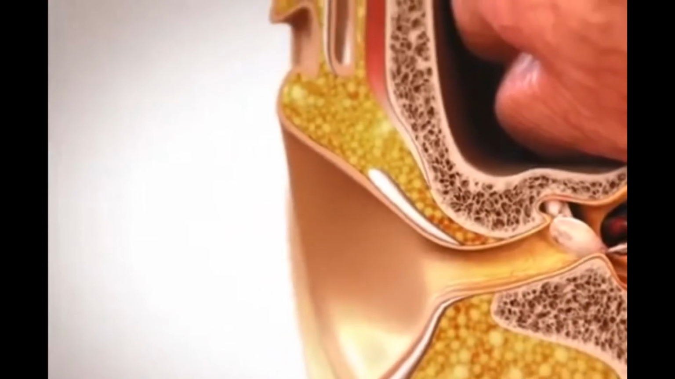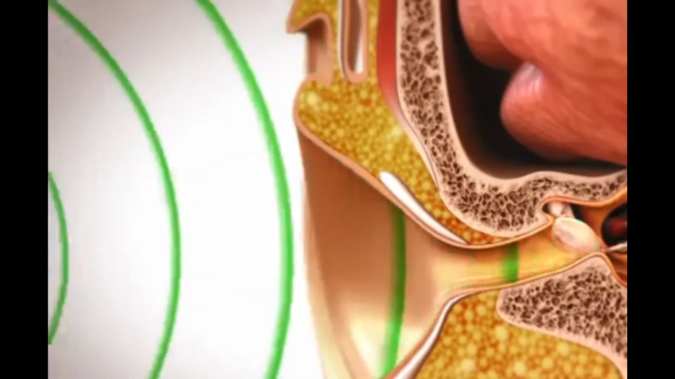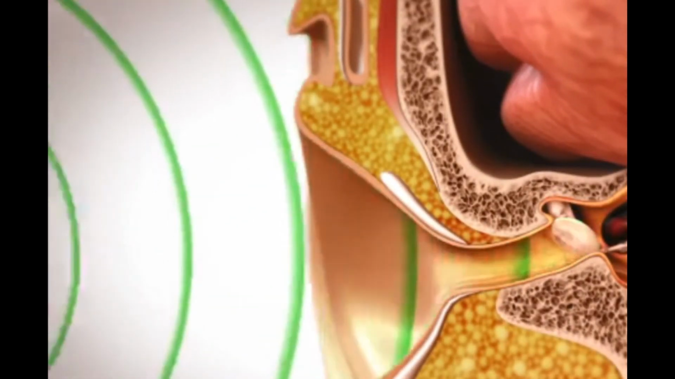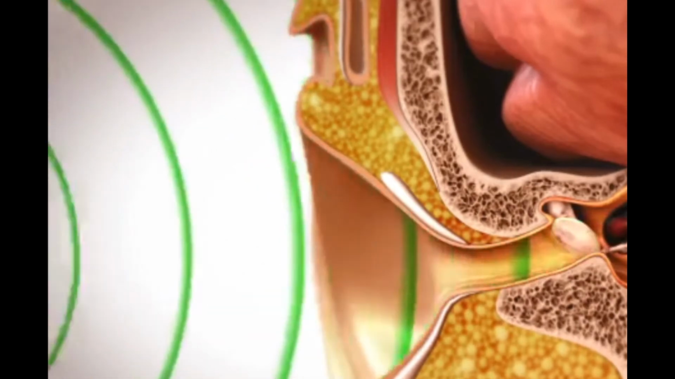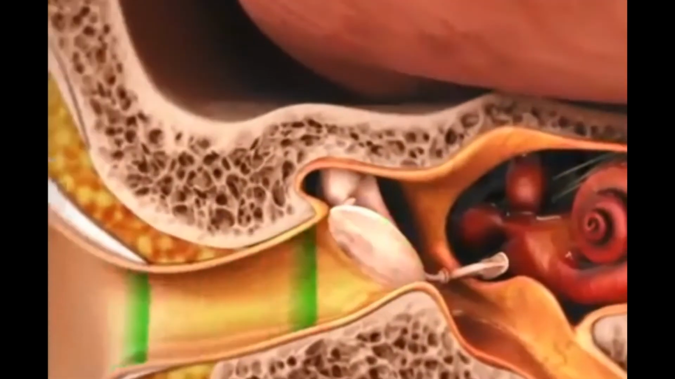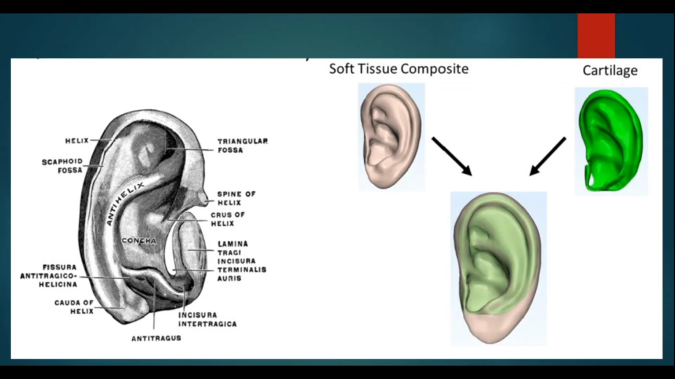This auricle captures sound and directs sound waves toward the external acoustic meatus. The external ear is mostly cartilaginous, but the lobule is not supported by cartilage. The cartilage of the auricle forms an outer curvature known as the helix. This is the helix. And the inner structure that runs parallel with the helix is called the antihelix.